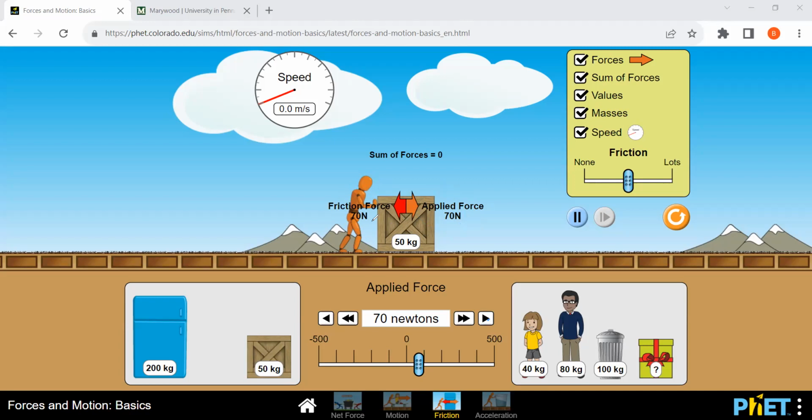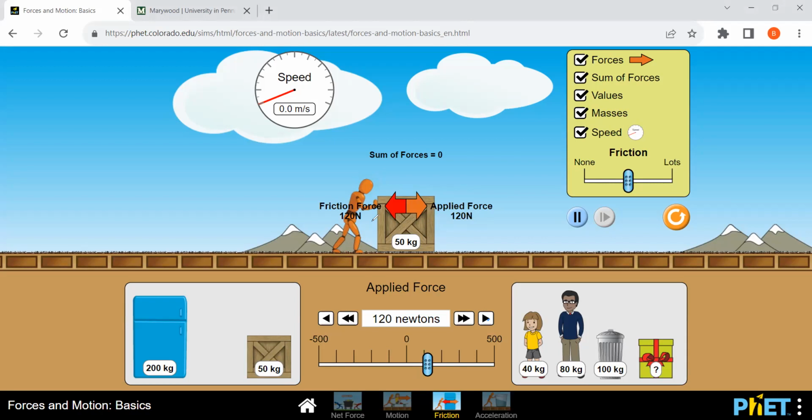Now you know that if we keep adding more forces, at some point we'll be able to move it. So that means the friction has some maximum limit. So let's see what is the maximum limit for this one. Let me add 50 more Newton here. So 120 Newton. Still this 120 Newton is balanced by the friction force. So that means we didn't reach the maximum limit.